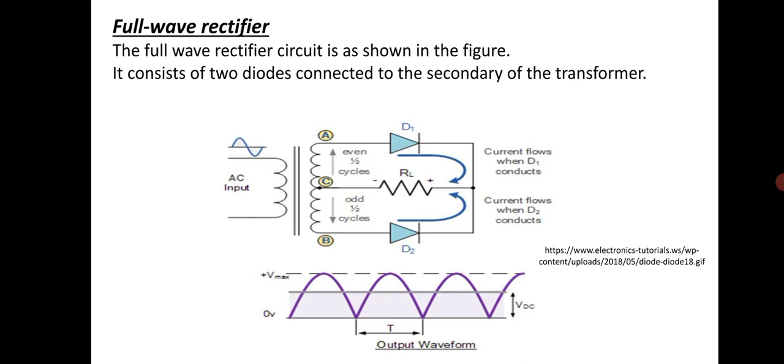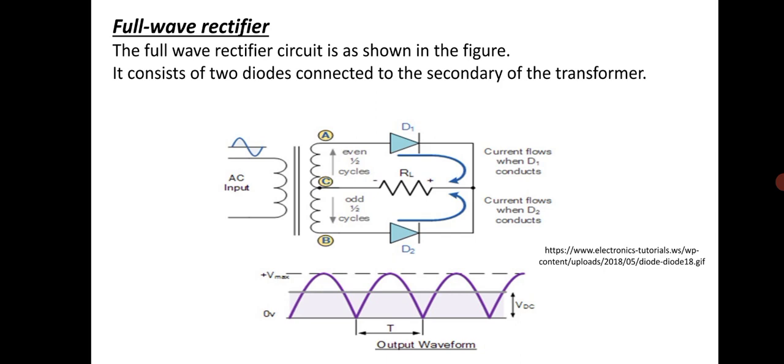But at the same time, if you see the lower diode D2, because B is positive, diode D2 is going to be forward biased, and the current is going to flow through D2, then through load resistance RL, and then it is going to move to the point C. So during the negative half cycle, diode D2 is going to conduct and the current is going to flow through RL, and voltage appears across RL. That voltage is shown here in the waveform.